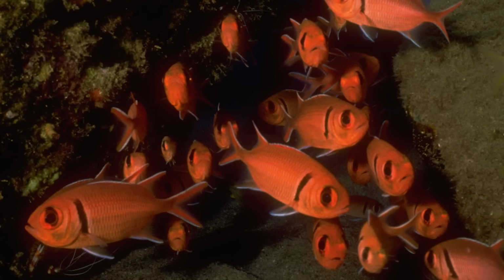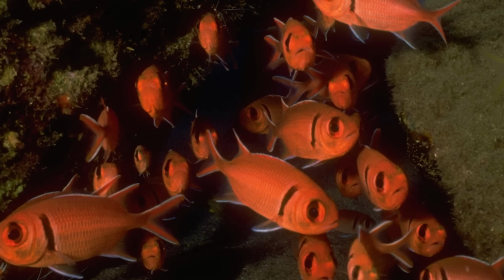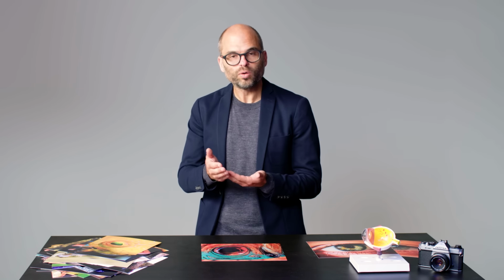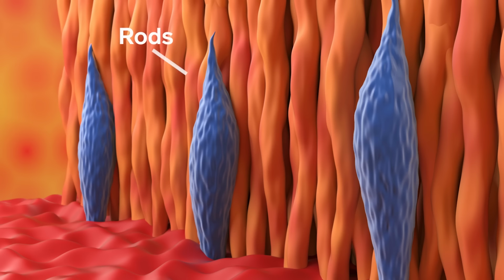Now, fish have an interesting mechanism to deal with changing light levels. If we stay with a camera analogy, they can switch out the film and change it for a different light sensitivity. Vertebrates have rod and cone photoreceptors. Rods are really light sensitive, but don't give you any color vision. The cones are less light sensitive and they provide color vision.